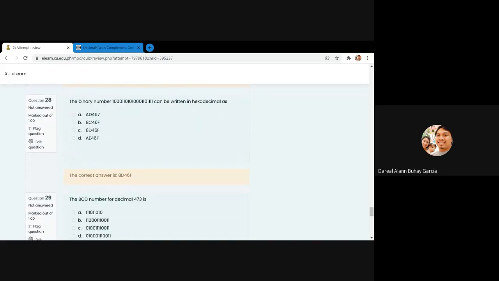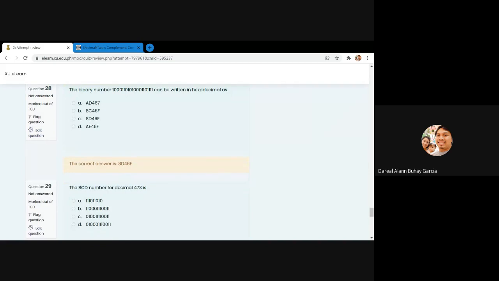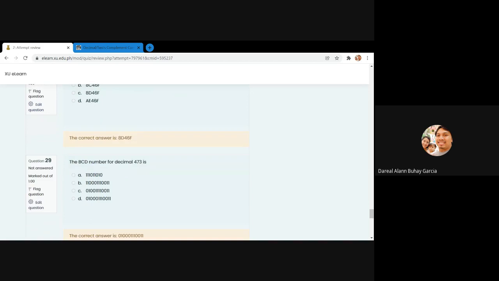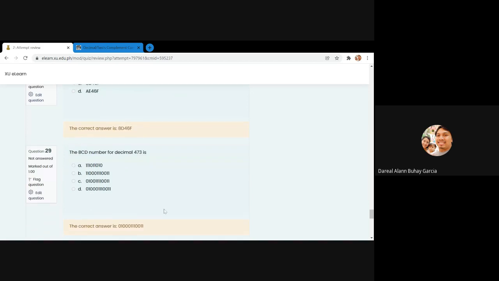The BCD for 473. So 4 is 0100. So either C or D. 7 is 0111. D. So answer is D. 0100, 0111, 0011.